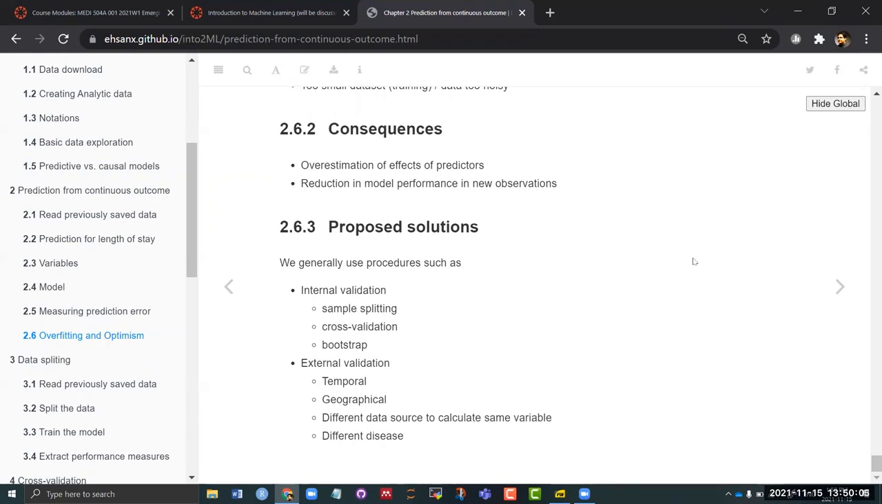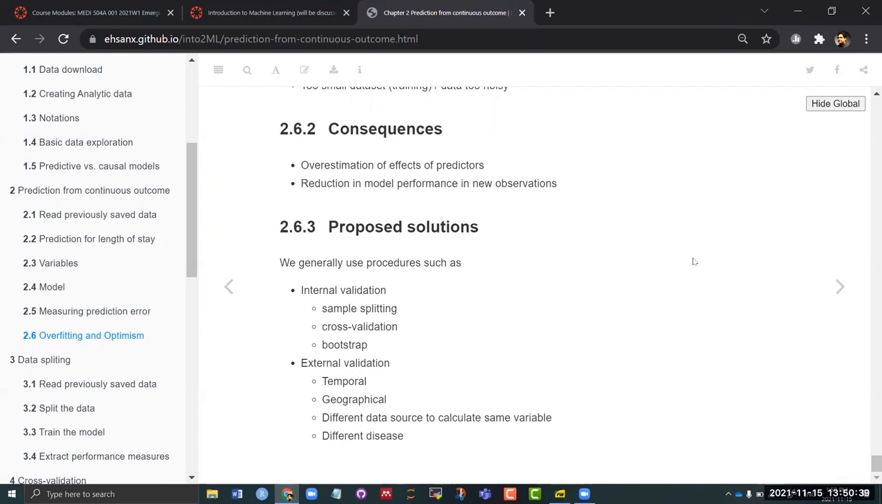But if you are in a situation where you can collect some external data, say for example, for British Columbia, you create one model for predicting the length of stay. And then you have some collaborators maybe in Alberta, and they collect some other data on the length of stay, and then you can use the British Columbia model to predict the Alberta data. That will probably give you some understanding of how good your model is. So that helps the generalizability of your model.